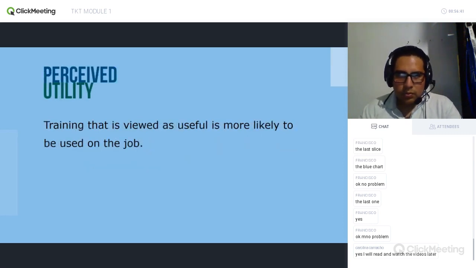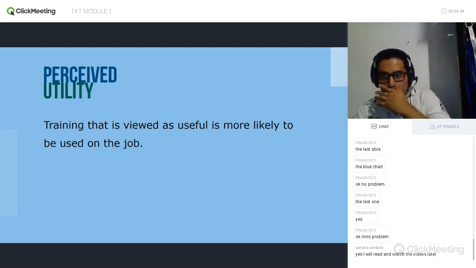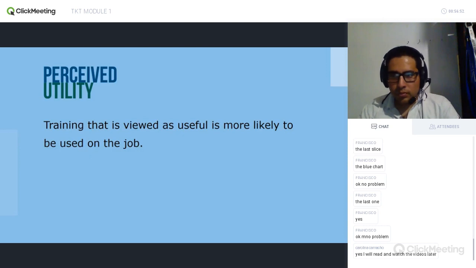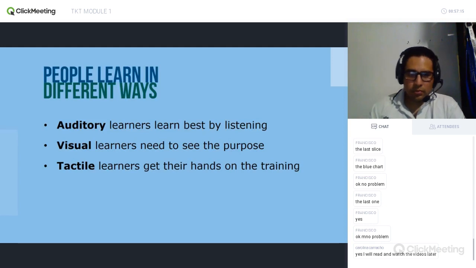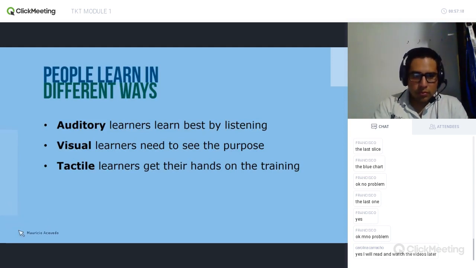Training that's viewed as useful is more likely to be used on the job. Perceived utility or value of training is affected by a need to improve, the likelihood that training will lead to improvement, and the practicality of training for use on the job. For training to be used on the job, learners must perceive a close relationship between the training and the things they want in their work performance. Effective learning requires the application of 3 learning styles in training. Auditory learners learn best by listening to someone else tell them about training content. Visual learners think in pictures and figures. They need to see the purpose and process for the training. And finally, tactile learners must get their hands on the training resources and use them.